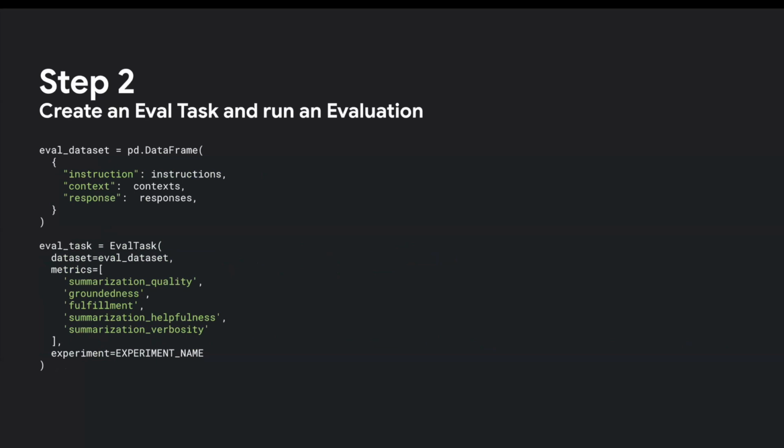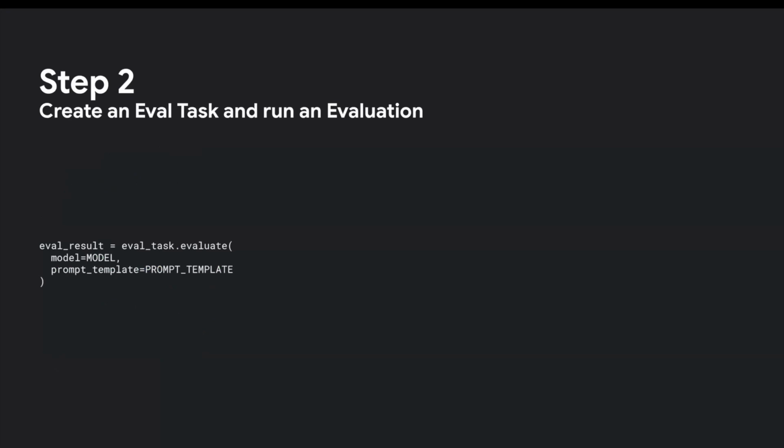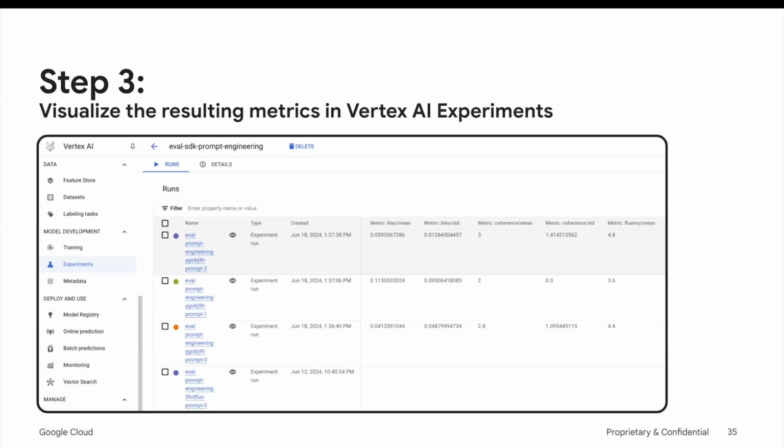Once I do that, I put them all in a data frame, and then I can define some of the out-of-the-box metrics. In this case, I'm evaluating a summarization task. Some of the metrics we provide are summarization quality, groundedness, helpfulness, verbosity, stuff like that. These are just open source prompt templates that you can go take a look at to see how we have built the scoring. Once you do that, you just do task.evaluate and pass the prompt, and it will go run it. And this is how the UI looks.